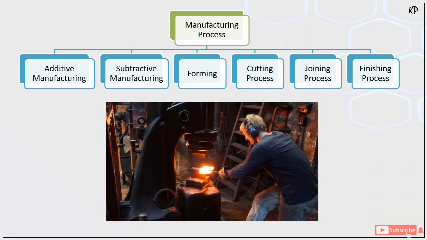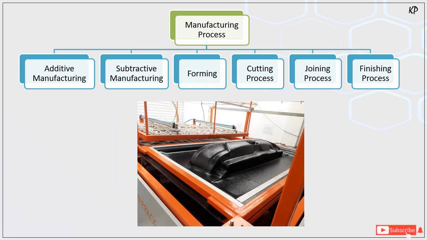Also you can see here a forging process, which is also one type of forming process. Another process is the die casting process. Sheet metal forming process is there. These are the processes which come under forming processes. This is a vacuum forming process, another process for plastic manufacturing. These types of processes we will see later in different segments, where we are going to see them in detail.